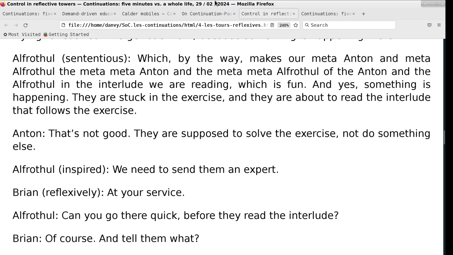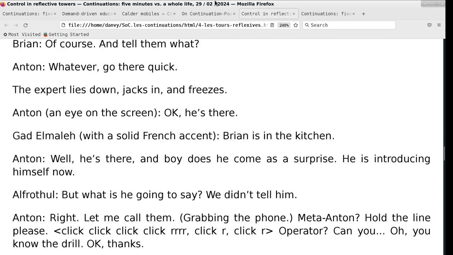We need to send them an expert. At your service. Can you go there quick before they read the interlude? Of course, and tell them what? Whatever, go there quick. The expert lies down, jacks in, and freezes. Okay, he's there. Brian is in the kitchen. Well, he's there, and boy does he come as a surprise. He's introducing himself now.